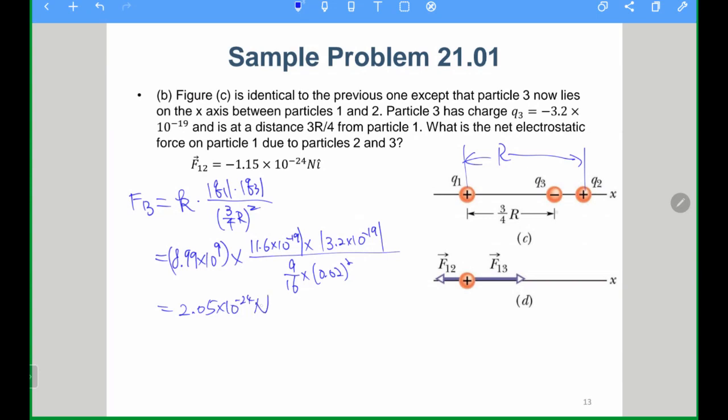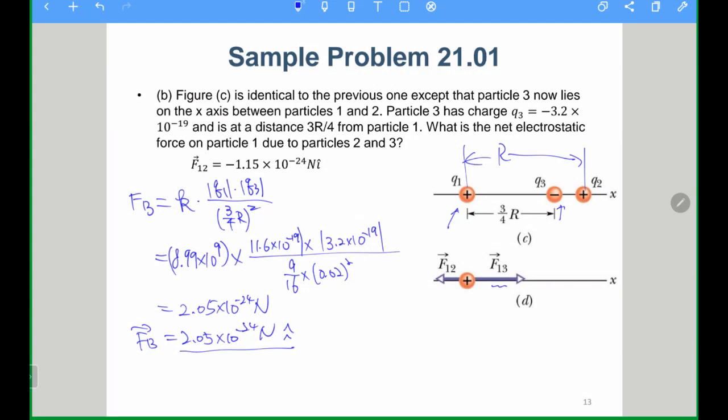Okay, so this is a negative charge, this is a positive charge, so they attract each other, and F13 will point to the right side. So in this sense, F13 will be 2.05 times 10 to the minus 24 Newton in the positive x-axis, which is i hat. Okay, so this is F13.